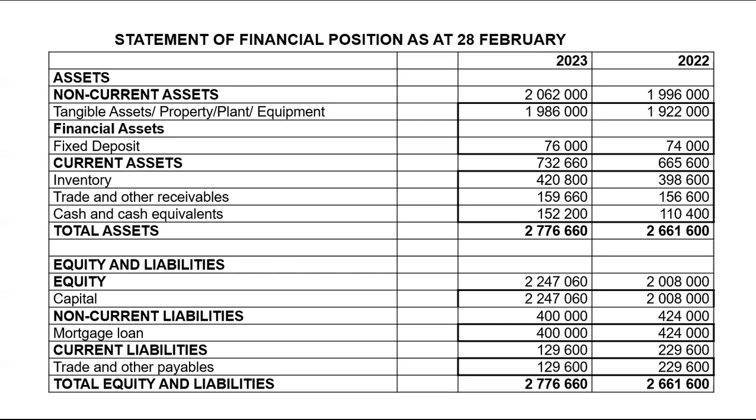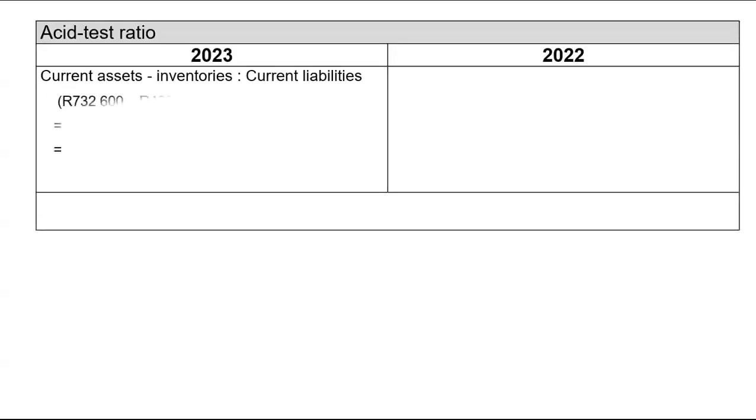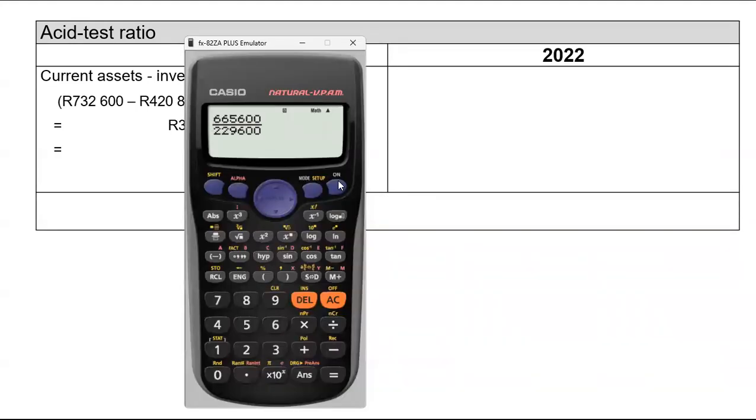The only difference between the acid test ratio and the current ratio is that with the acid test ratio, you take your current assets and minus your inventory. Your inventory, as I've said, for 2023 was 420,800. You subtract it from your total current assets of 732,600, and that will give you 311,800 is to your current liabilities, which were 129,600. To simplify this ratio, you will divide both parts of the ratio by the second part of the ratio.